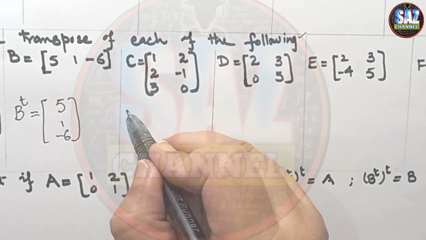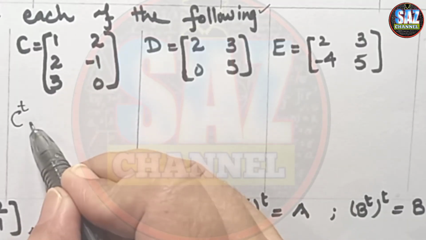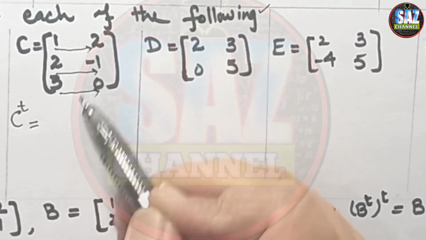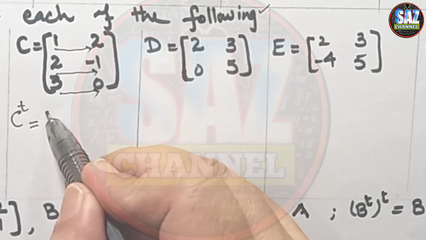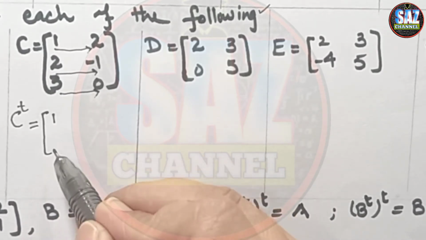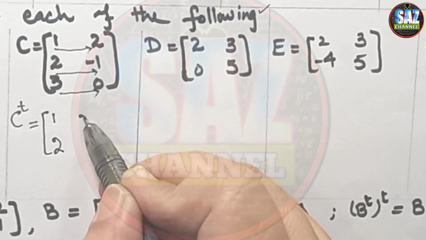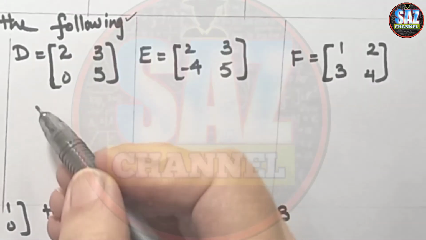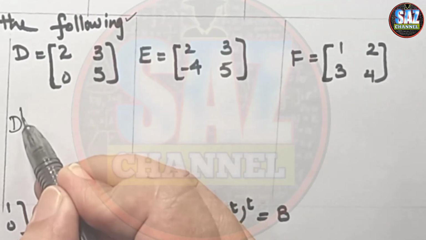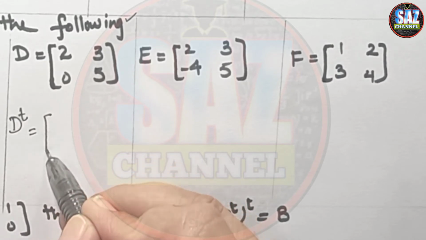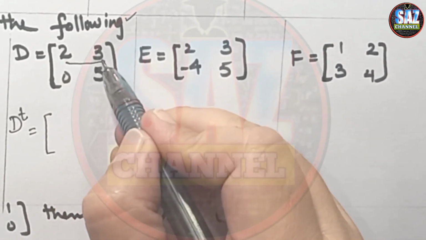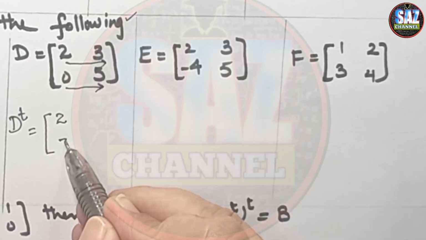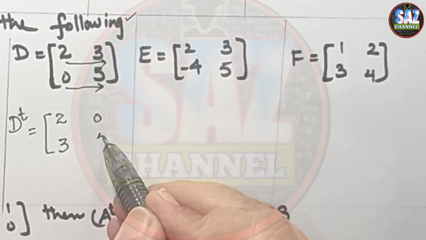Coming to C matrix, C transpose will be equal to, it has 1, 2 and 3 rows, and in order to get the transpose, I have to turn these rows into column and it will take the form 1 with 2, 2 with minus 1 and 3 with 0. Coming to matrix D, D transpose, as transpose needs to change the rows into columns, so the first row, that is 2, 3, will be written as 2, 3 in column form, and the second is 0 and 5.